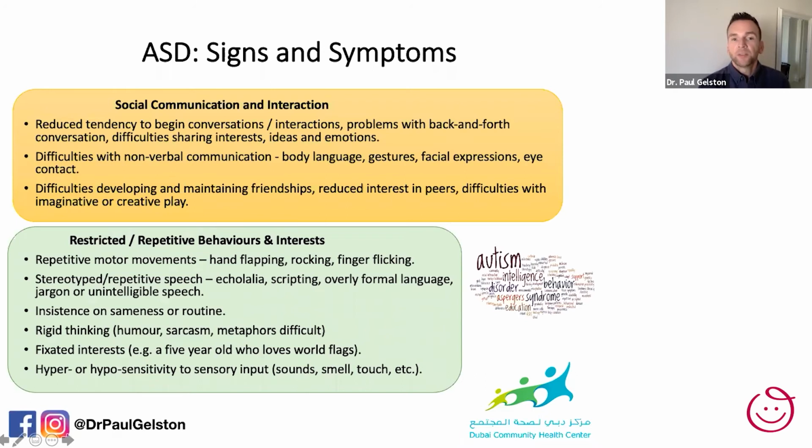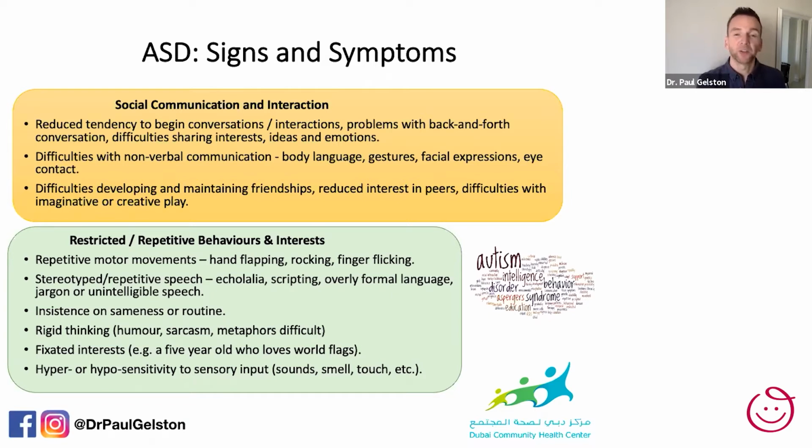So in terms of the specific signs and symptoms of ASD in a bit more detail, usually it falls into these two categories overall. In order to get a diagnosis, people must have difficulties in these different areas. For example, with social communication and interaction, you might notice that the child, or the adult as well, has maybe limited interest in beginning conversations or interactions with other people. They might show reduced response when other people try to interact with them.